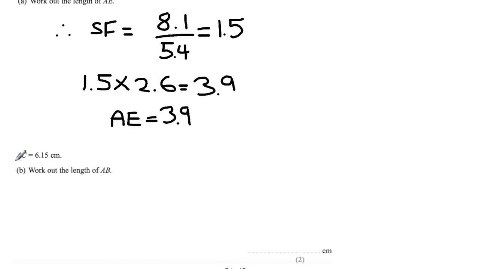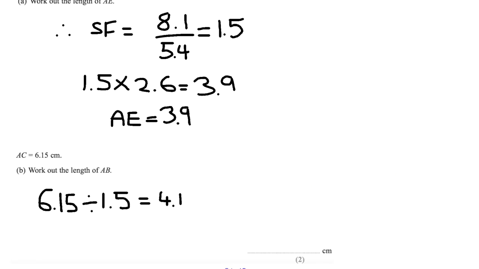It states AC equals 6.15 centimeters. B, work out the length of AB. So I know AC is equal to 6.15 centimeters. So I'm going to divide 6.15 centimeters by the scale factor 1.5, which equals 4.1. So 6.15 divided by the scale factor, which is 1.5, which equals 4.1.